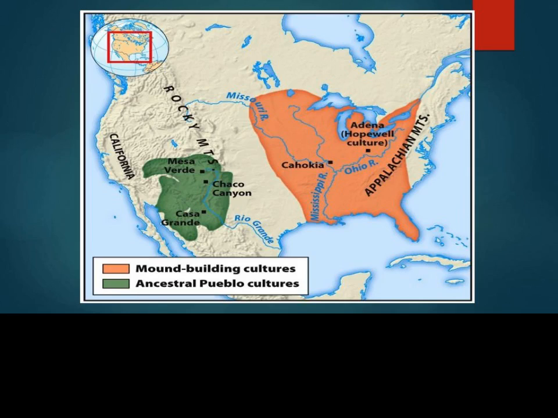And here is the map that shows you where these cultures are located in the United States. So here we see in the southwestern part of North America the ancestral Pueblo, and the mound building cultures in the eastern woodlands, specifically the Hopewell culture, which has been found in Ohio along the Ohio River Valley, and Cahokia in the Mississippi River Valley near present-day St. Louis, Missouri.